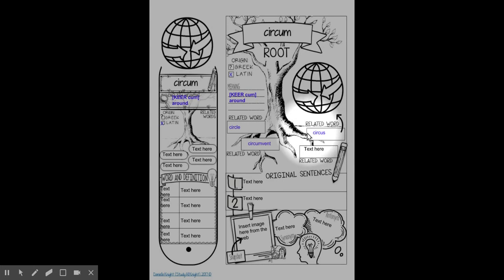And then another one, circus. And notice they dropped the M and added the S. And it all deals with things in a round. Think about a circus and how it's organized in the different round spheres and how it operates.